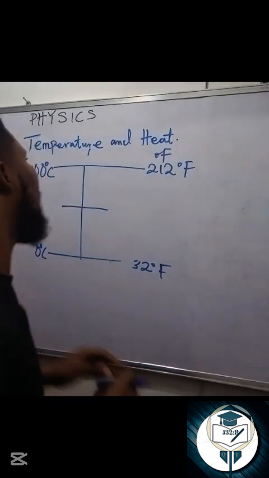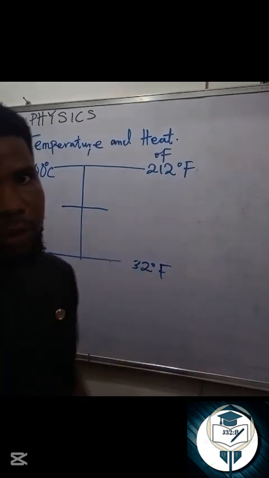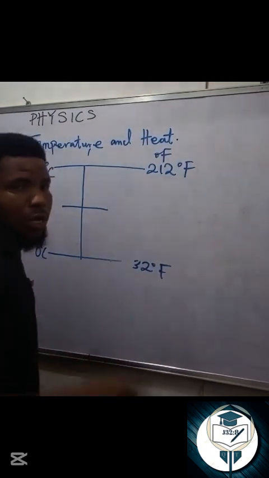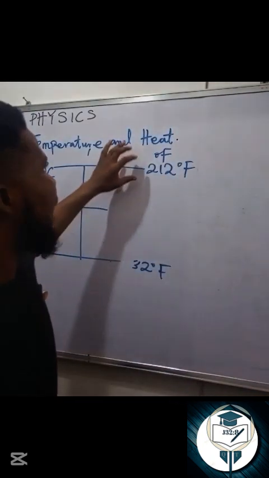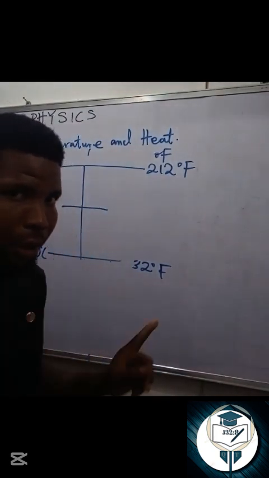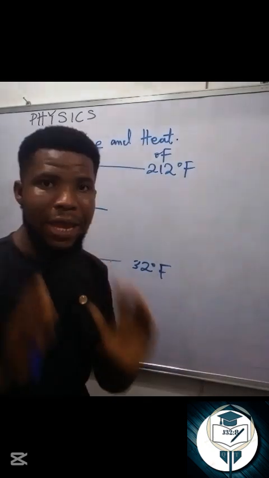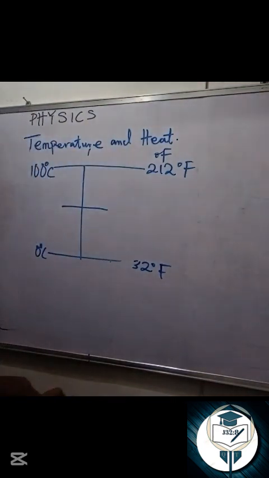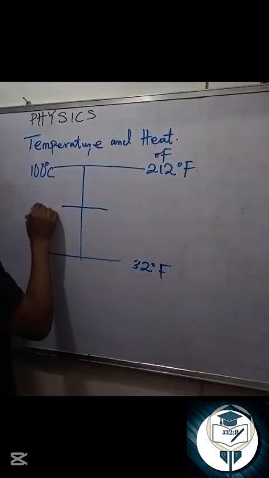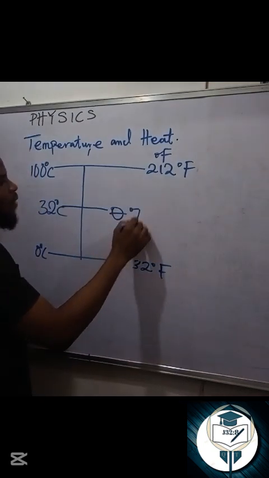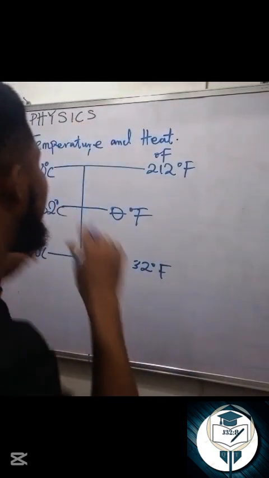Now, this scale or outline will help us to be able to convert from one side to the other. I want to remind you, the difference between the upper and lower fixed points is what we call the fundamental interval. This minus this will give you 180, and this minus this will give you 100 degrees Celsius. So if we have a temperature of, let's say, 32 degrees Celsius, what will it be on the Fahrenheit scale? This is where this diagram is very important.